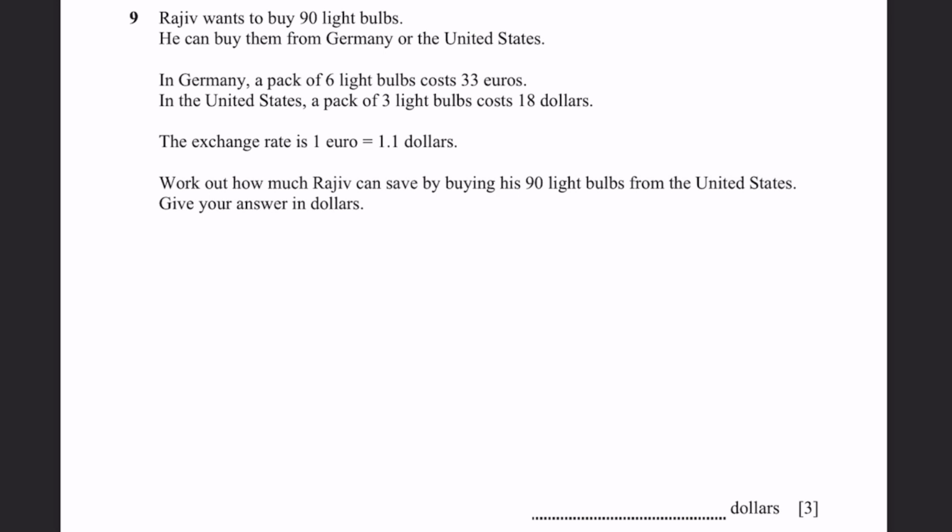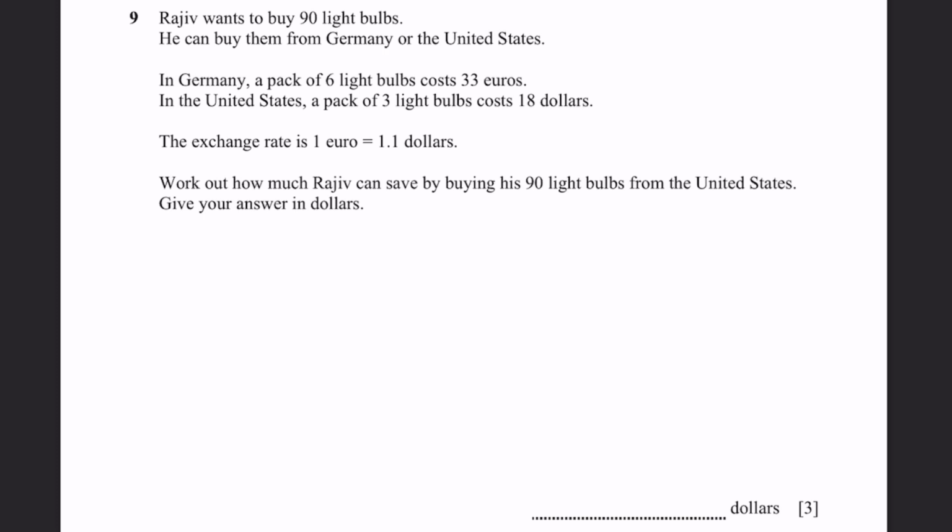Question 9. Rajiv wants to buy 90 light bulbs. You can buy them from Germany or the United States. In Germany, a pack of 6 light bulbs costs 33 euros. In the United States, a pack of 3 light bulbs costs $18. The exchange rate is 1 euro equals $1.1. Work out how much Rajiv can save by buying his 90 light bulbs from the United States. Give your answer in dollars.